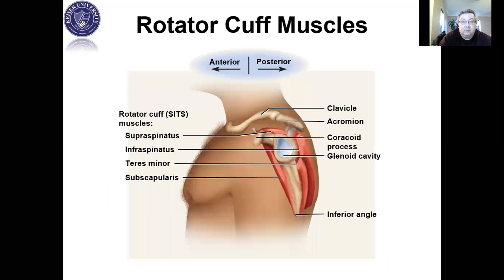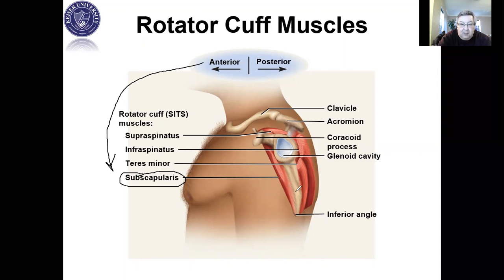Let me go back one. So again, if we look on the anterior side, this is a little tricky picture, unfortunately. The anterior side only has one muscle of the rotator cuff. So the subscapularis is the anterior muscle. So it's right here. And it's this muscle here, right on the front side here. All right, that muscle right there.